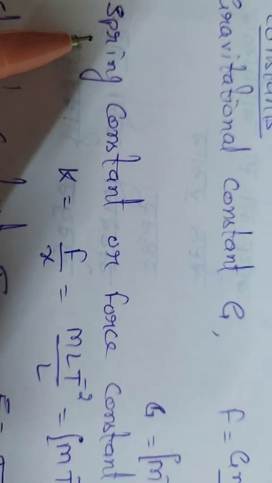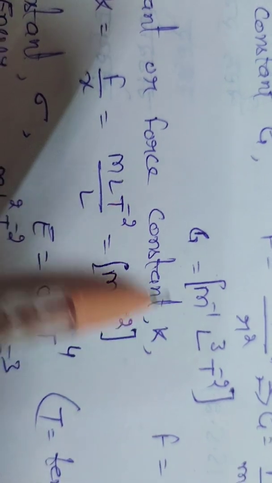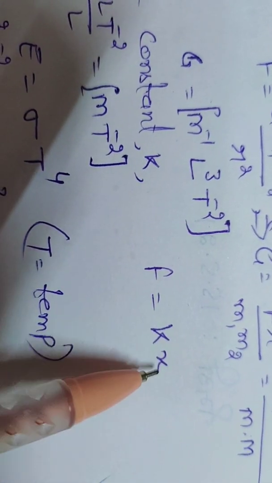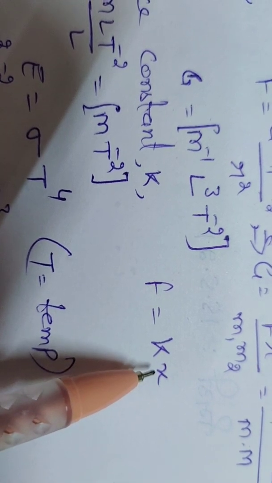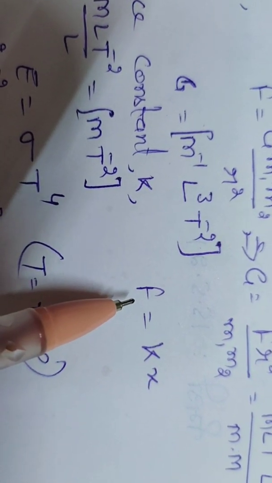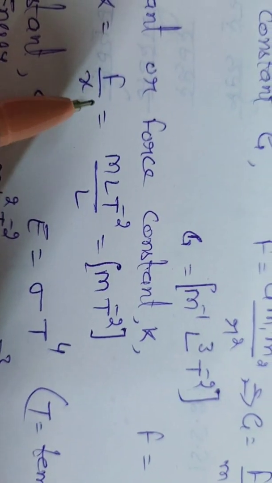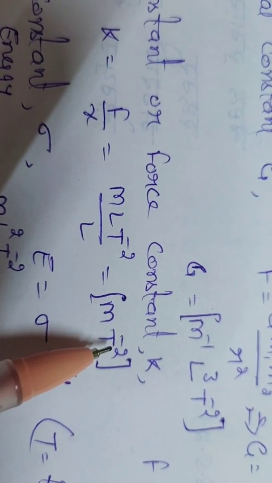Then force constant or spring constant, it is known by Hooke's law, F is equal to kx. The more you stretch the spring, the more is the force applied. So k is equal to F by x, so this is the dimensional formula. L gets cancelled with the L.